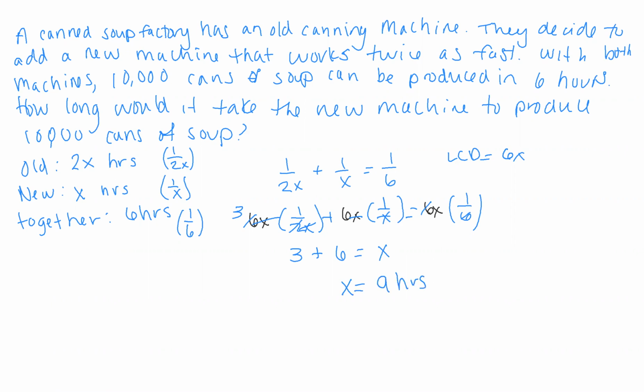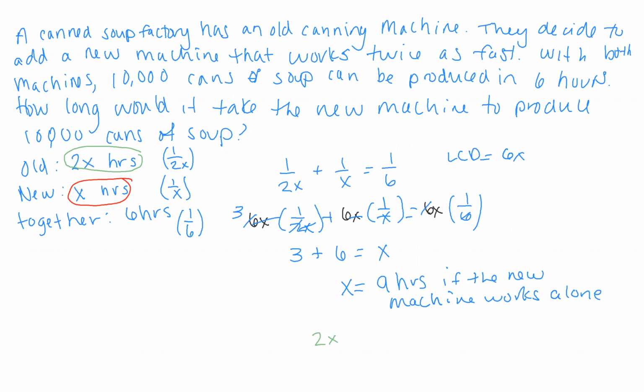Now, you have to ask yourself, what was x? Well, x was the hours for the new machine, right? So it takes 9 hours if the new machine works alone. Now, with that said, knowing that the old machine takes twice as long, how long would it take the old machine to produce 10,000 cans of soup? It would take it 18 hours.